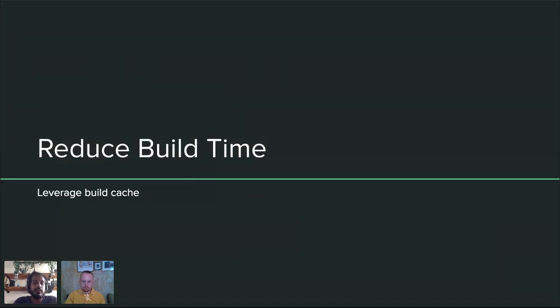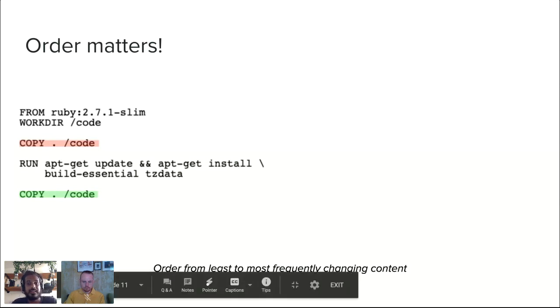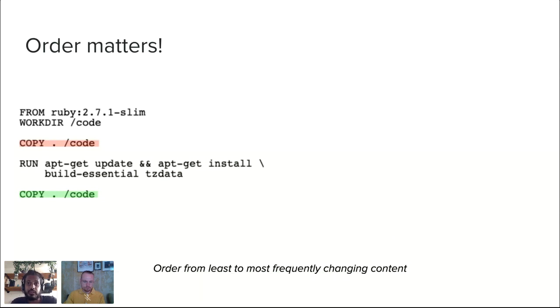Then, to reduce build time, we will try to use the build cache. Docker ships with a build caching mechanism, and we will try to use it as well as possible. The way the build cache works for Docker is that each line in a Dockerfile is an instruction, and each instruction is cached. When the content of an instruction changes, the cache for that instruction and all the subsequent instructions are invalidated. So what you really want to do here is order your instructions from least to most frequently changing content.